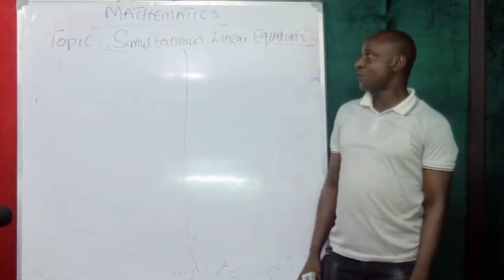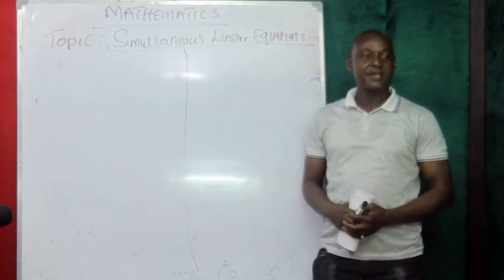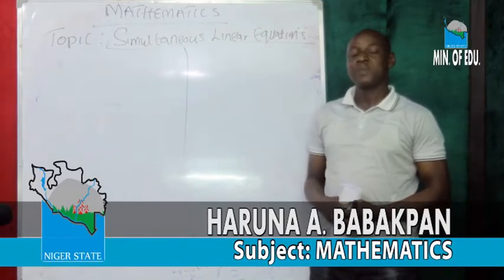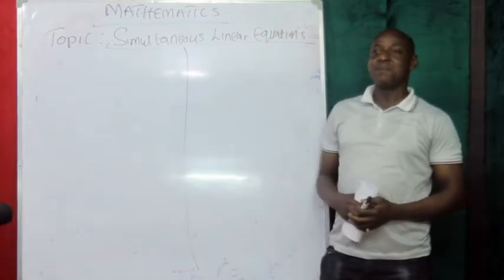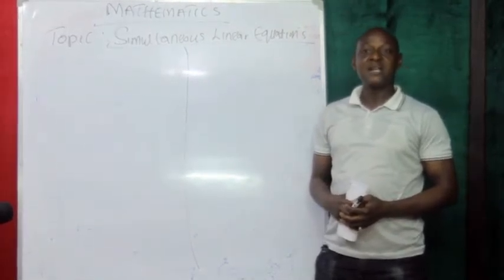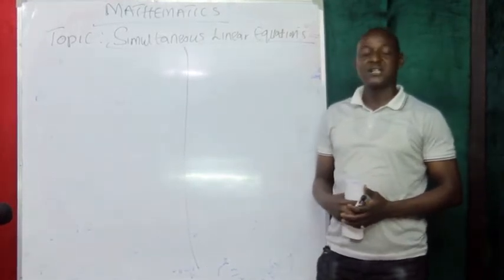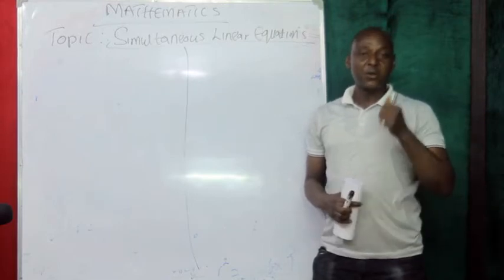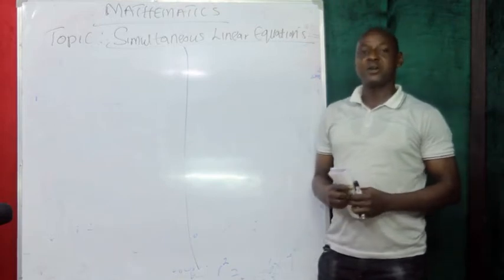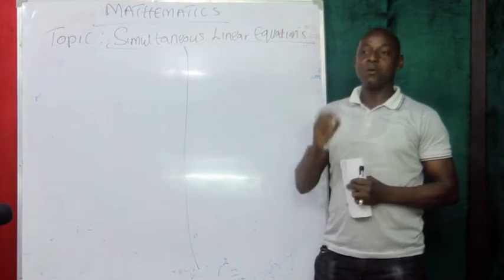I'm here to teach you mathematics, and the topic of the day is simultaneous linear equations. Before we start the topic of the day, let me bring your mind back to what you have learned in your GSS 2 called linear equation. You cannot proceed to learn simultaneous linear equation without having prerequisite knowledge of linear equation. Linear equation is an equation that has one unknown or one variable.